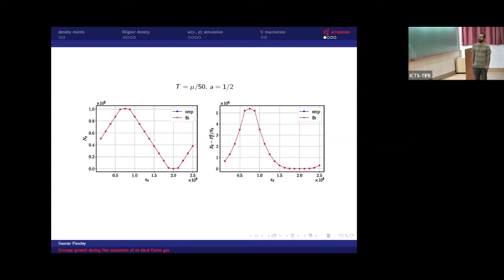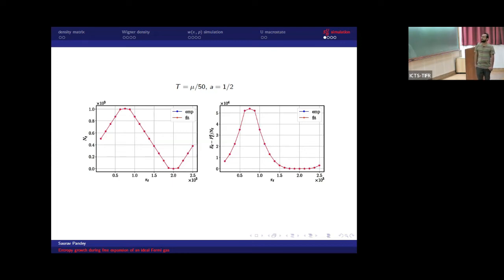This is for a low temperature case only. What we have done is divide the system into, let's say, 20 cells. If you look at this plot, the empirical curve is just the number of particles in those cells. These two plots are at some particular instant of time. They show the number of particles, the empirical values, and the fitted values, once you do the fitting with the Fermi form. So you get this.